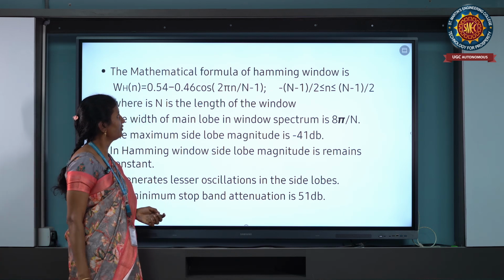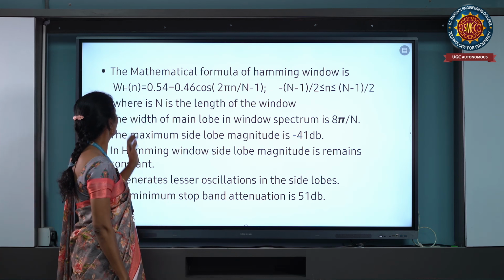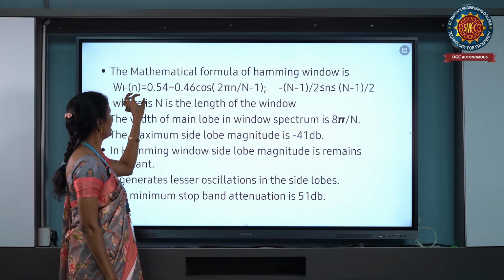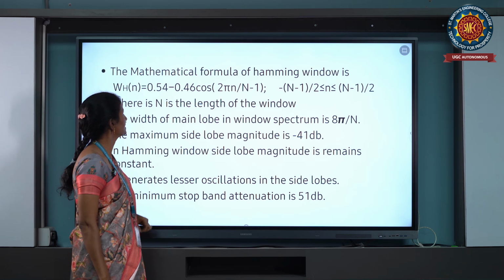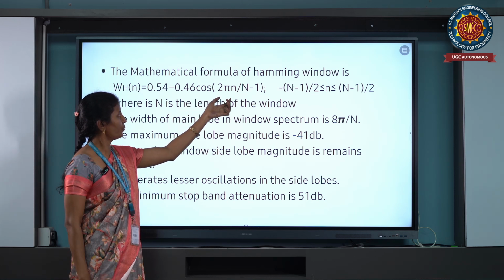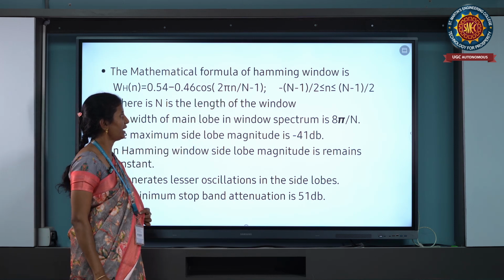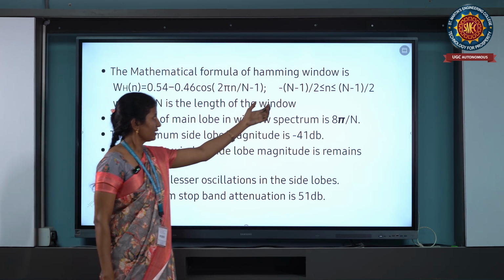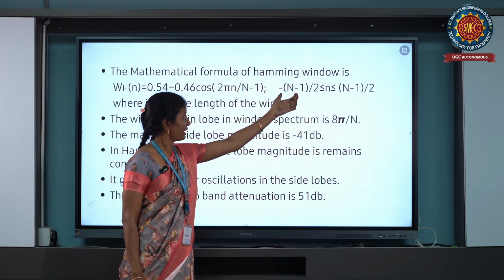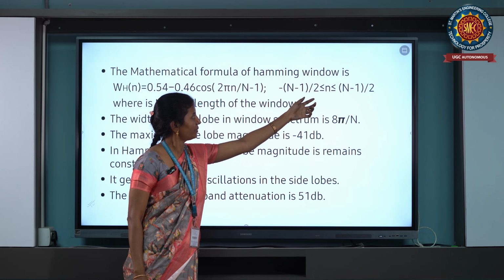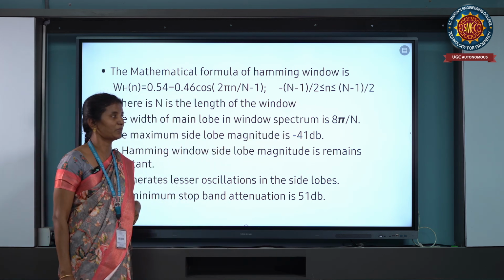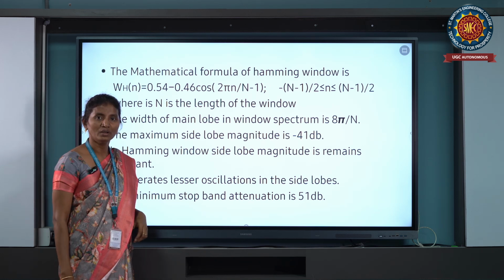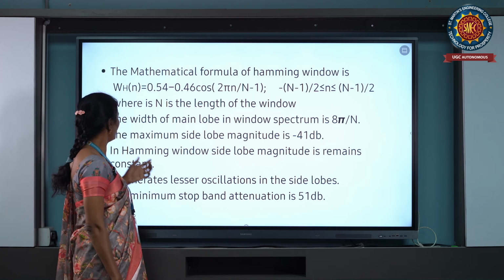The mathematical formula of the Hamming window is W_H(n) = 0.54 - 0.46 cos(2πn/(N-1)), for -(N-1)/2 ≤ n ≤ (N-1)/2, where capital N is the length of the window.